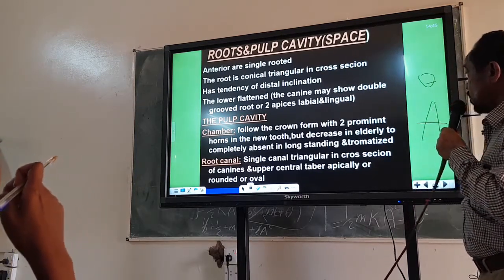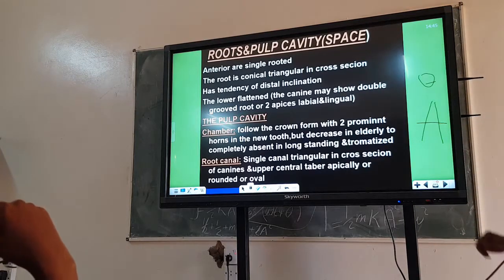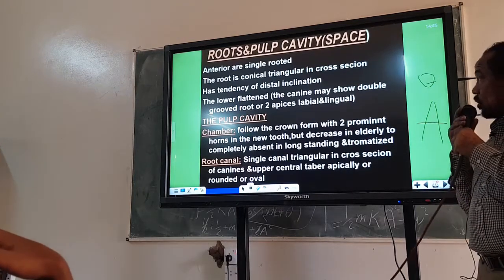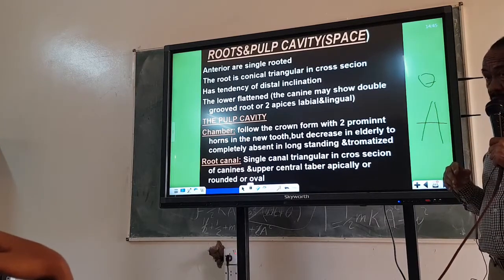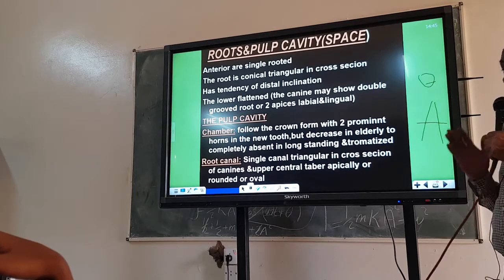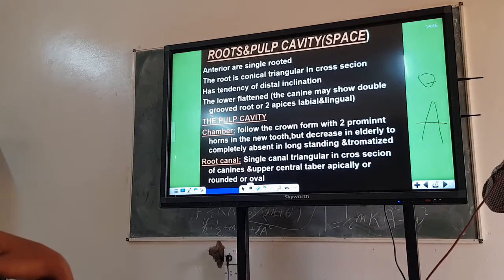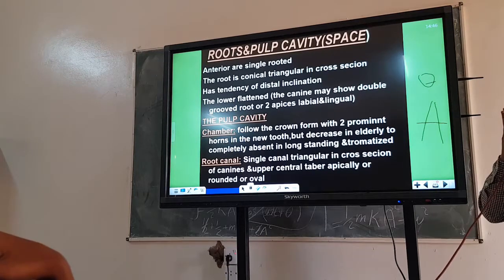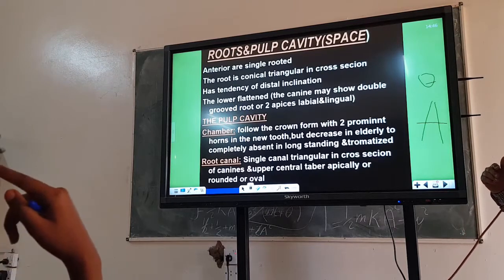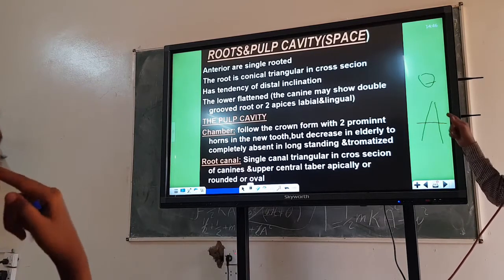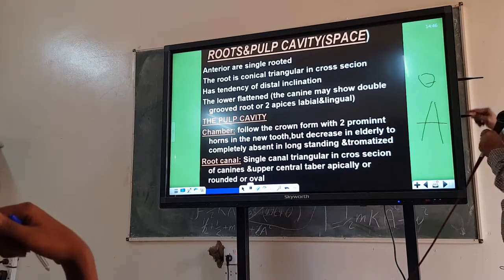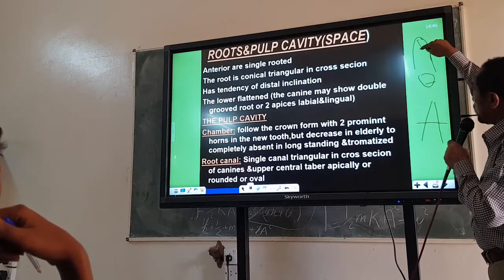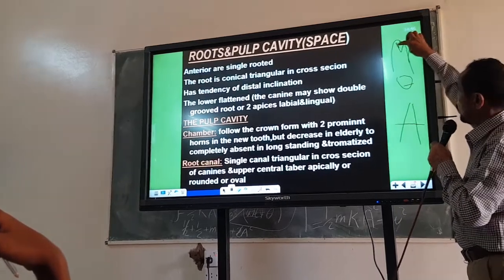Then a tendency of distal inclination, meaning it is inclined toward the distal, we saw this. The roots of the lower teeth are single but flat, like this. But the maxillary is round, it is flat on the mesial and the distal. Then this flatness may end in dividing the root into two apices. The root is broader like this and may in the end divide into two apices.